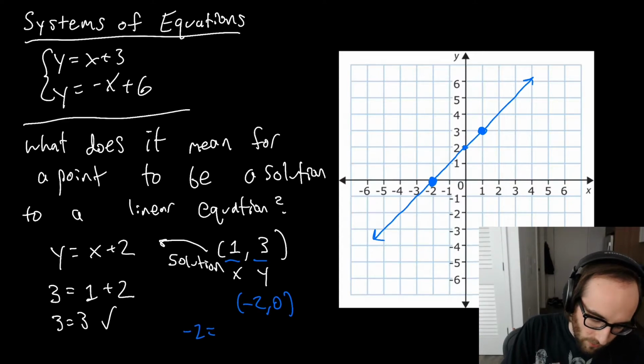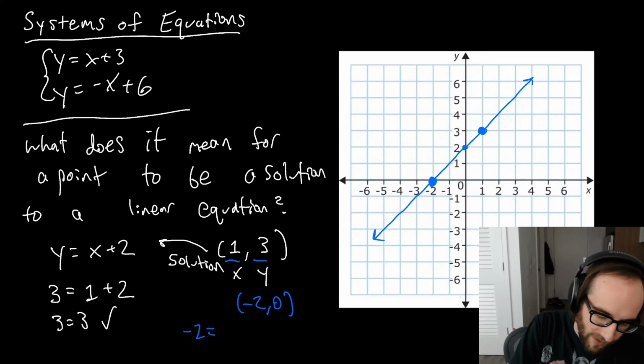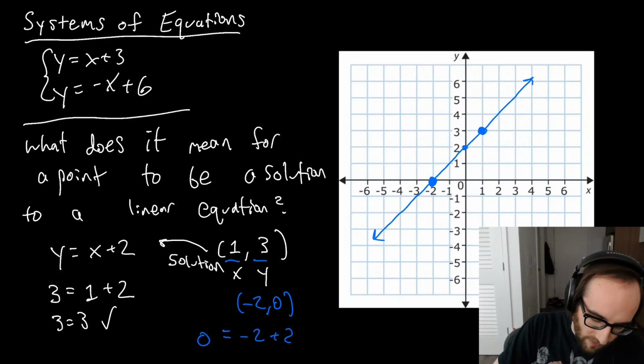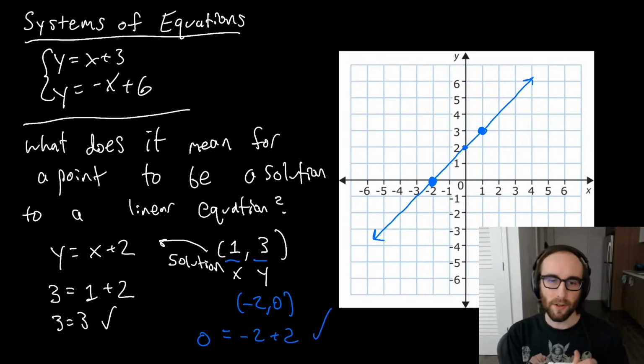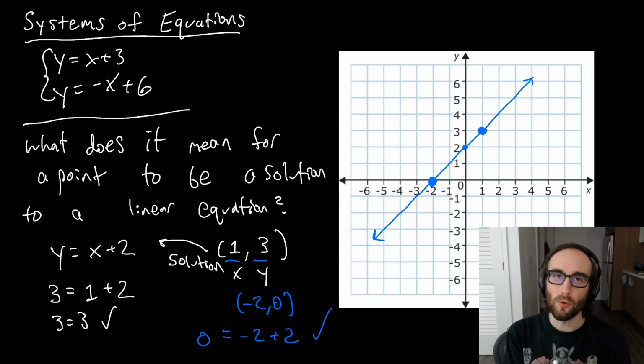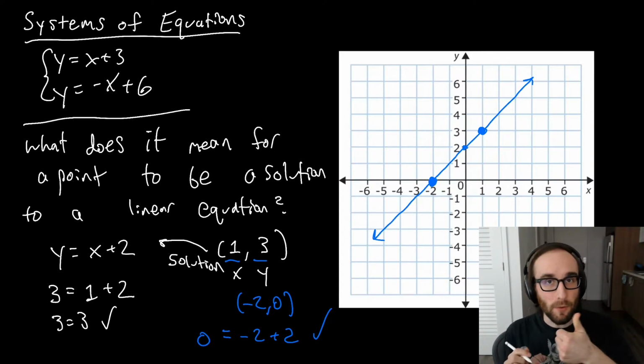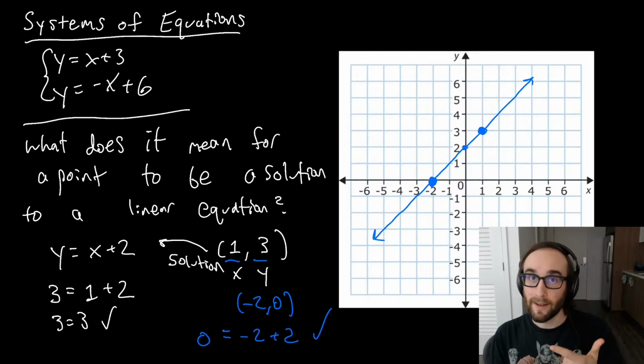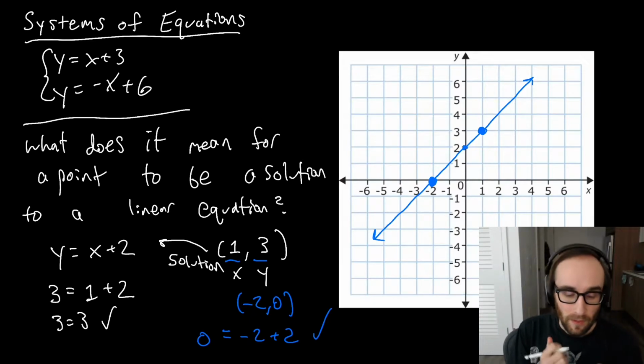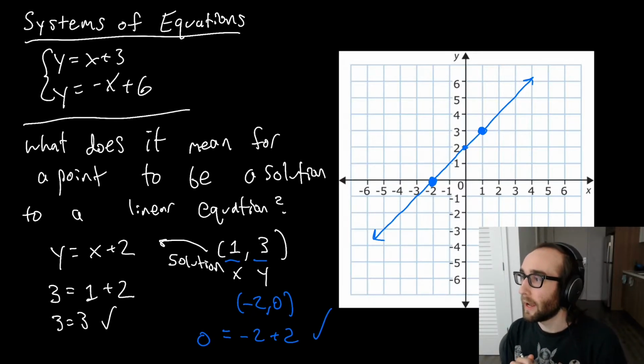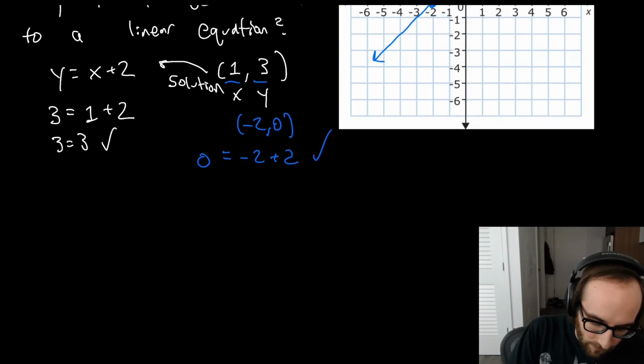0 is equal to negative 2 plus 2. That satisfies our equation. So solutions to linear equations satisfy the equation. They are also points on the line of that equation. Now we're going to take a look at a system of equations.